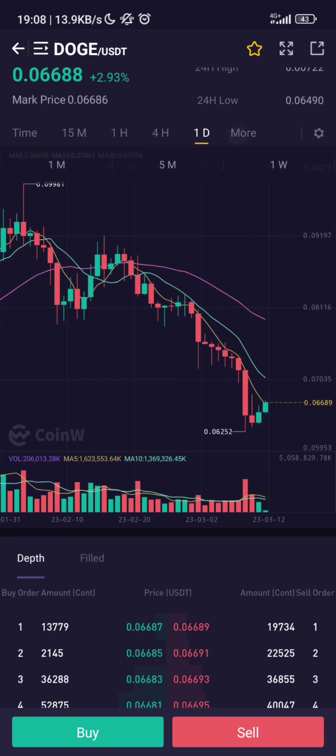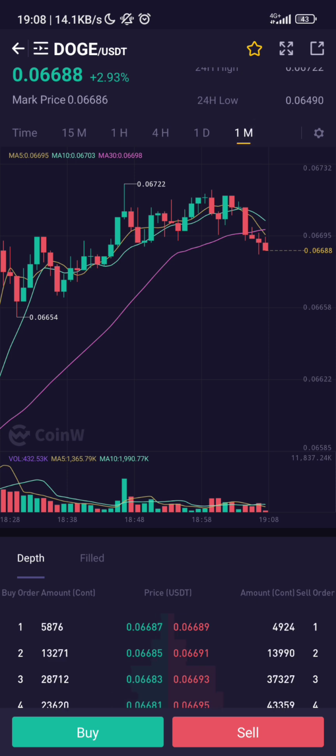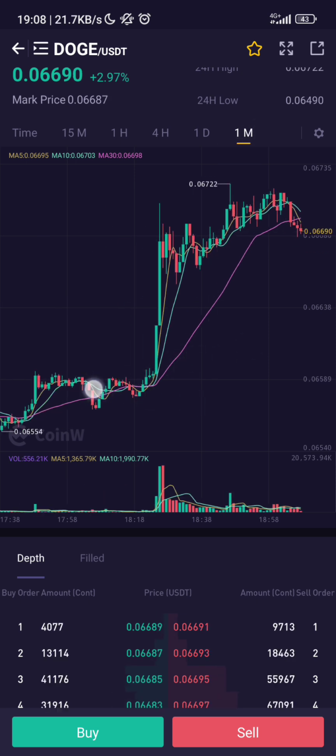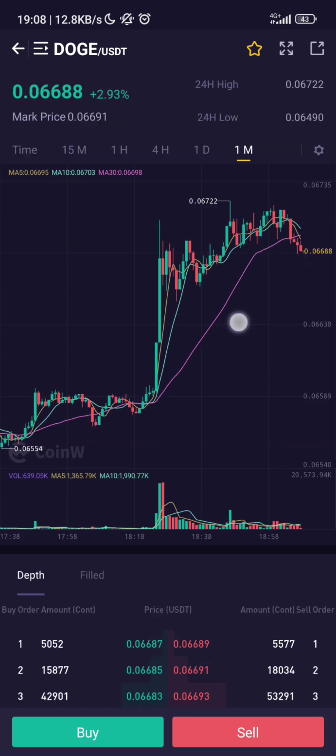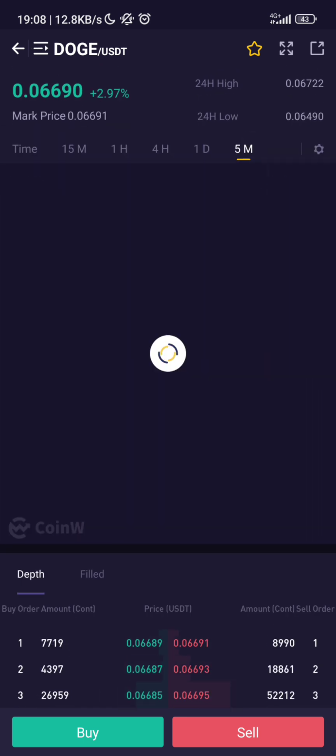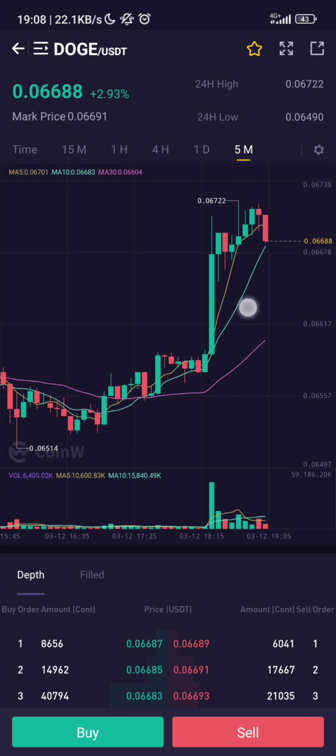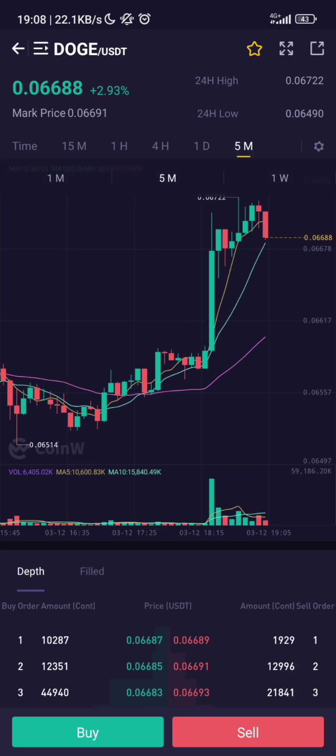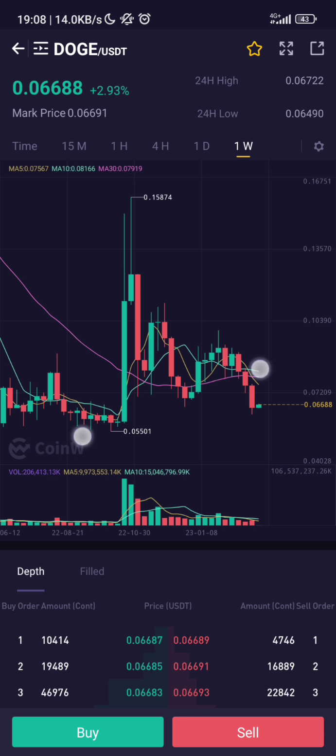So if you click on more, you can extend the time frame to 1 month. It gives you a bigger picture of how the price of Doge has moved in the past month. So you can see it has actually appreciated. Let's check another one. Let's say 5 months. 5M is 5 months. Let's see, okay, in 1 week.